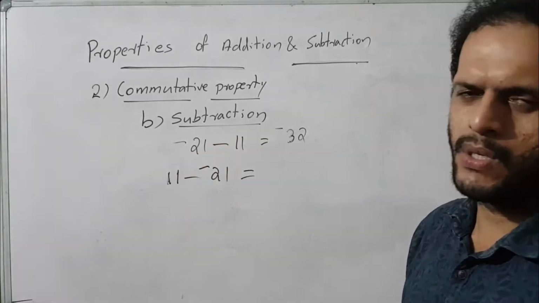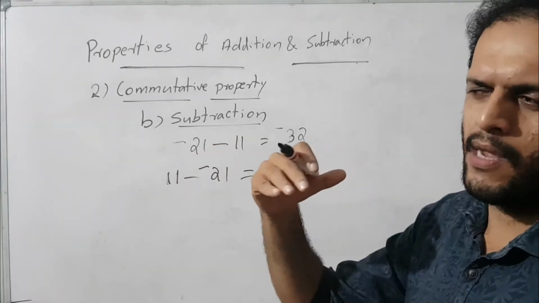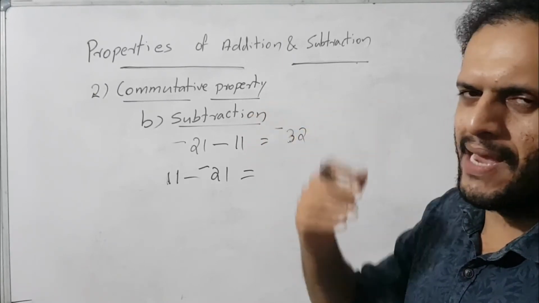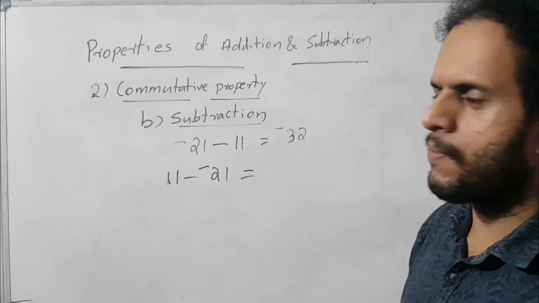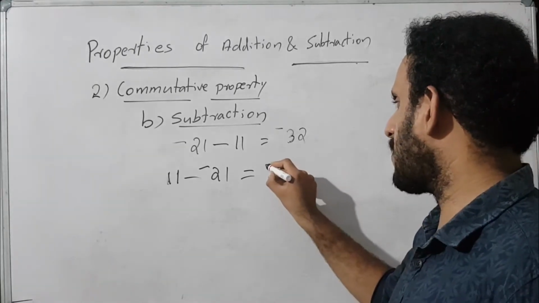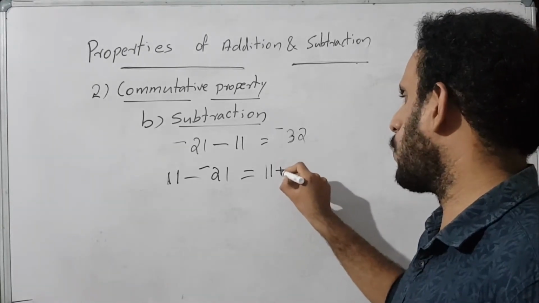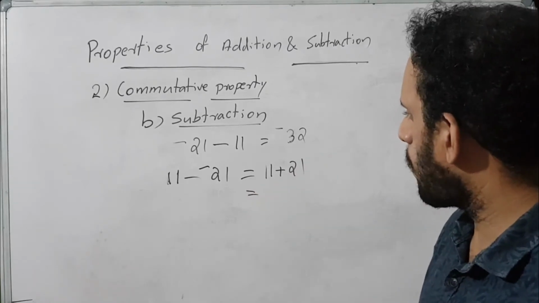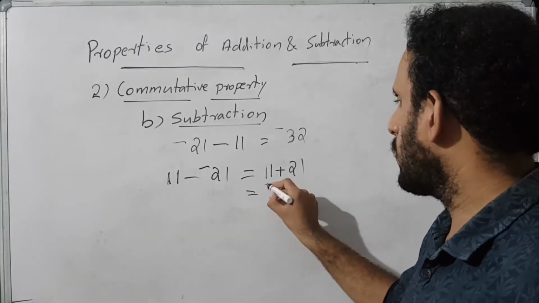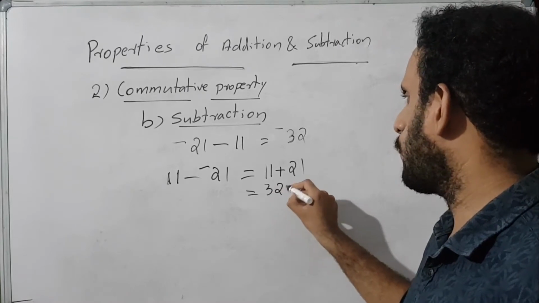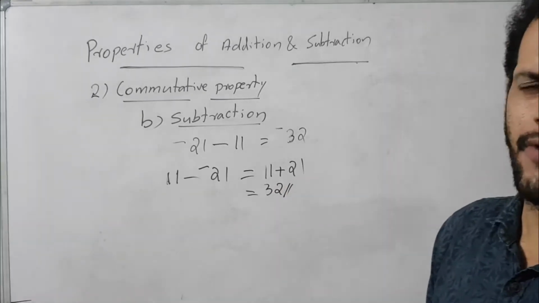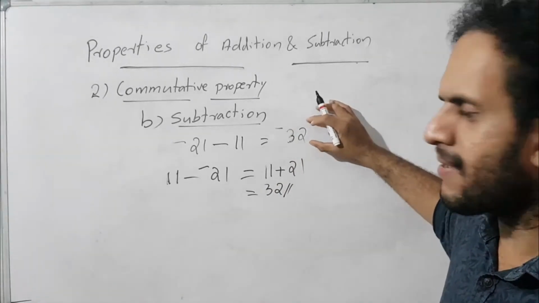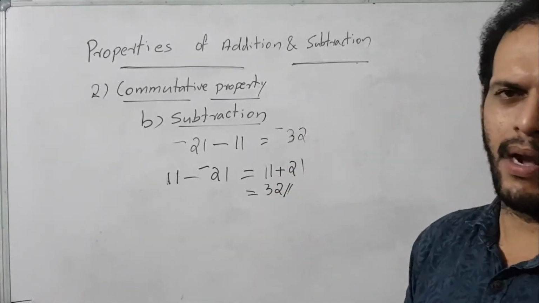11 minus 21. If we get the two negatives, two minus signs together, that will change to positive. That means plus. Correct? So the answer is 11 plus 21. What is 11 plus 21? 11 plus 21 is equal to 32. What we got as the answer the first time is minus 32, but the answer the second time is 32.